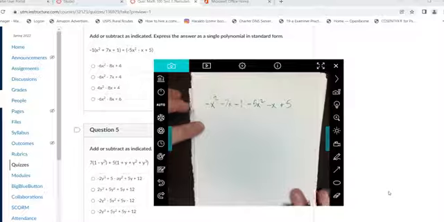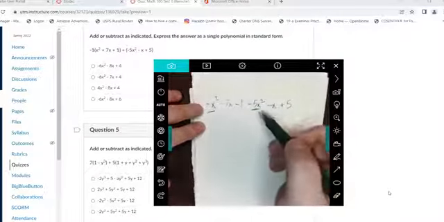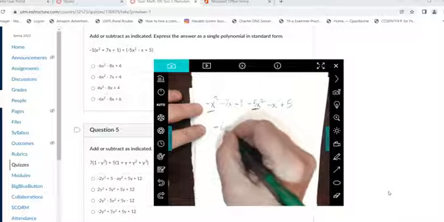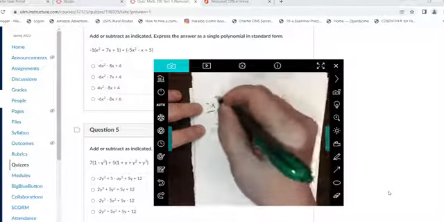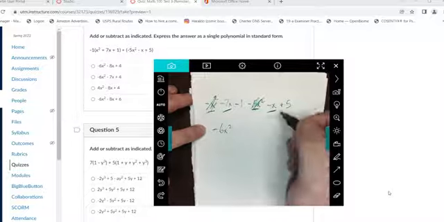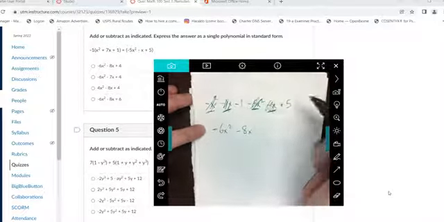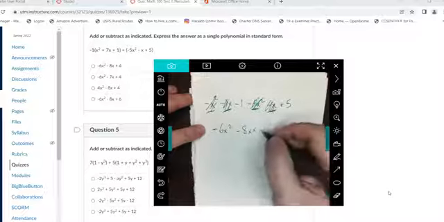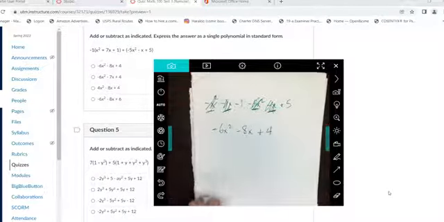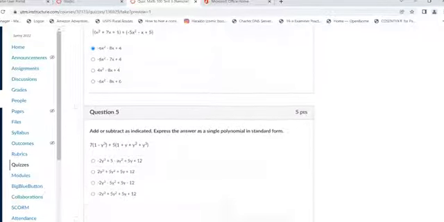Okay. And now let's put these together. Negative x squared minus 5x squared is going to be negative 6x squared. And negative 7x minus x is negative 8x. And negative 1 plus 5 is positive 4. Okay, so that's what I'm looking for. And it appears to be that one.